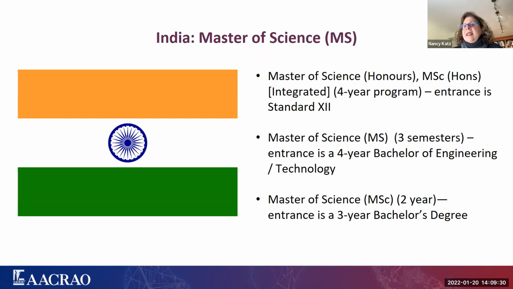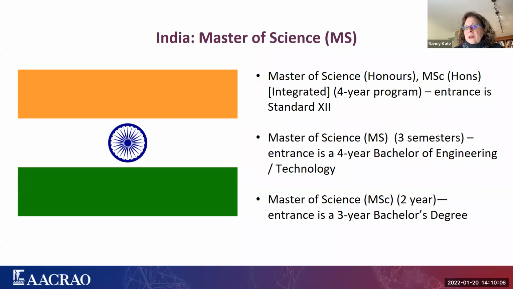This is generally an integrated 4-year program where the entrance to this program is standard 12, aka completion of high school in India. Please don't confuse this with the Master of Science that is a 2-year program or a 1.5-year program. This Master of Science Honors is an integrated 4-year program. You then also have a Master of Science in parentheses MS. This is generally a minimum of 3 semesters of study.